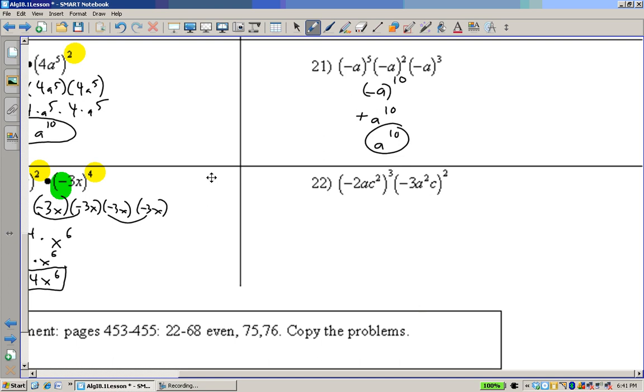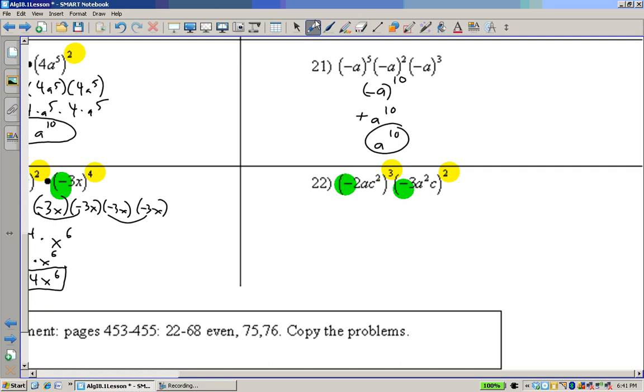And now for number 22. Again, I'm looking at this problem. The first place I go is looking at these exponents. Second thing is that I need to be careful of these negatives out front. So the first thing I have to do is the exponents outside. And then as I'm working the problem, I have to be cautious about those negatives. Okay, let's get started. So there are 3 negatives. I'm going to say that's negative 1.